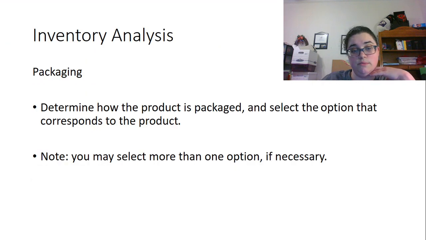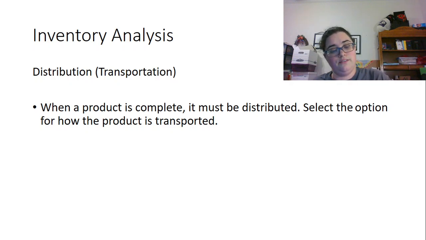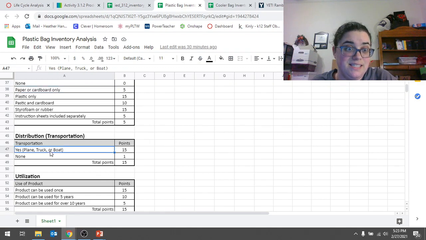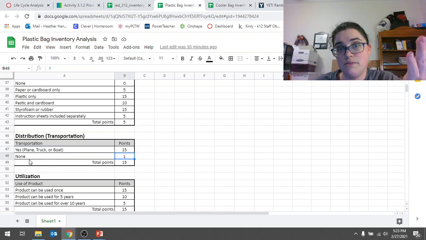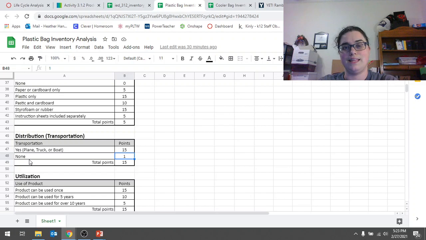All right, distribution. When a product is complete, it must be distributed. And the only options it gives you are, yes, it's been distributed, transported somewhere for 15 points, or no, it hasn't for 1 point. Why wouldn't no be 0? At the very least, if I'm going to a store to buy something, even if it was complete, like maybe it's produce grown at that farm, maybe they picked it out of the window box, they didn't have to put it on a truck, they didn't have to use a tractor, nothing. I'm still going to drive my car over there, probably, load up and drive back home again. So that's probably why that's a 1 and not a 0.